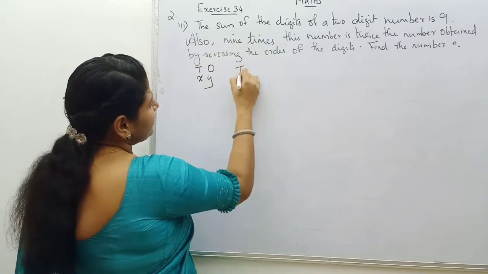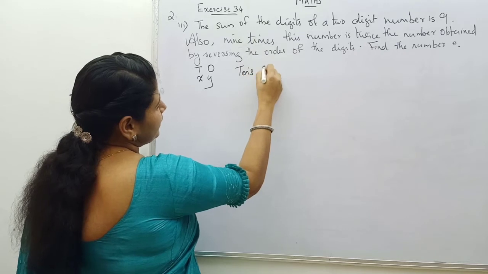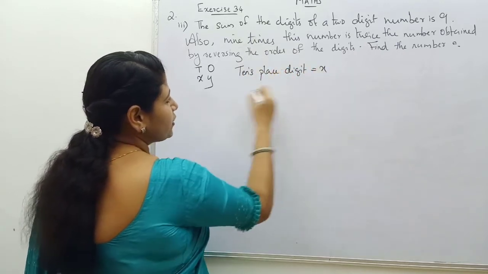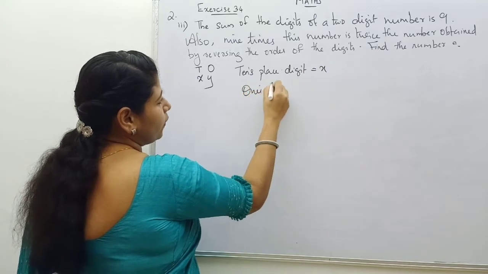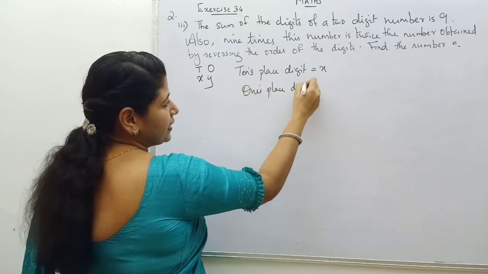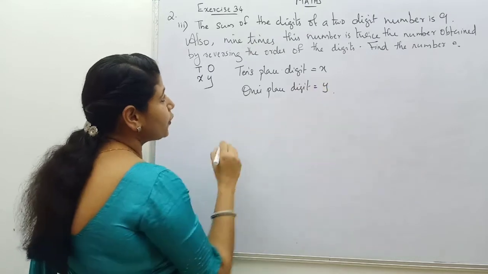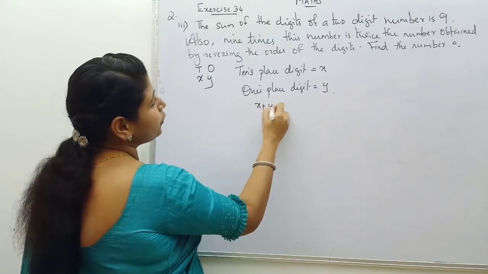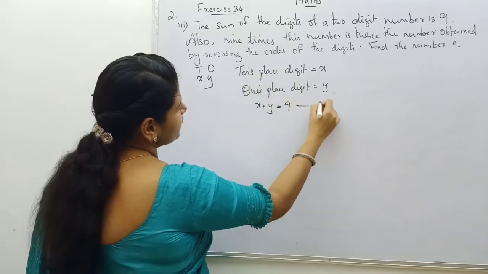So we can write the tens place digit is x and the ones place digit is y. We can take it like that. So if you add these two digits, that means x plus y will give you 9. So this is your first equation.